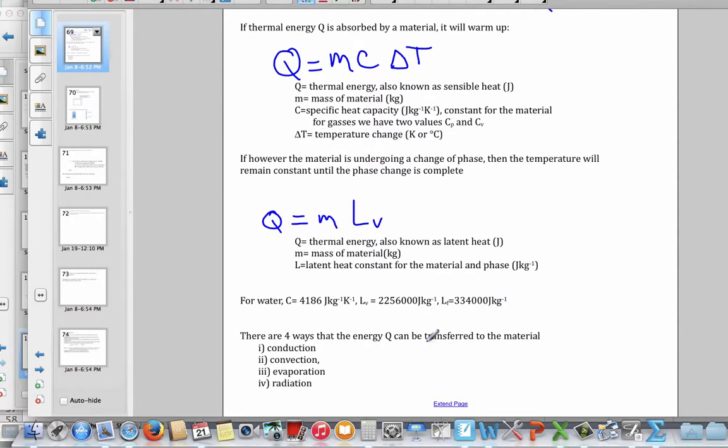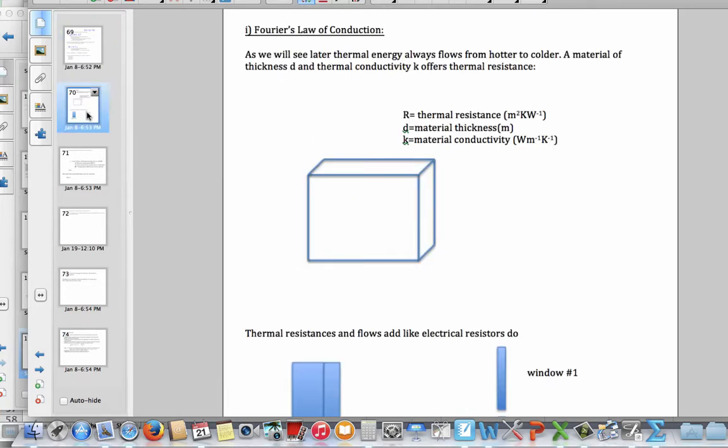Now, there are four main ways that thermal energy can be transferred into a material, say our thermodynamic working fluid. They can be transferred by conduction, convection, evaporation, and radiation. And we just want to go through the background physics on each of these. We'll start today with a look at conduction. The law of conduction is known as Fourier's law. And it starts with the definition of what's known as thermal resistance.